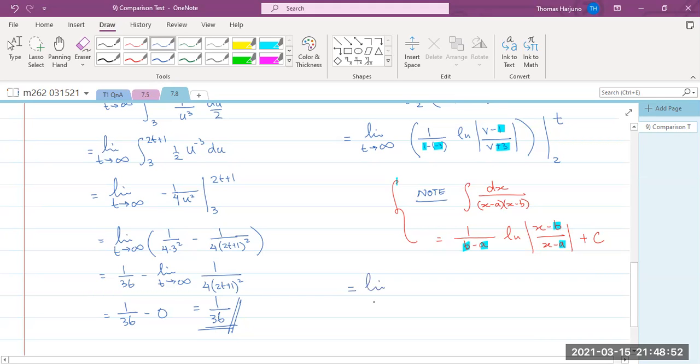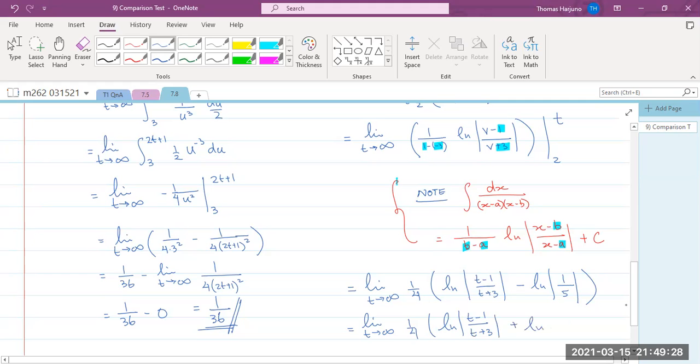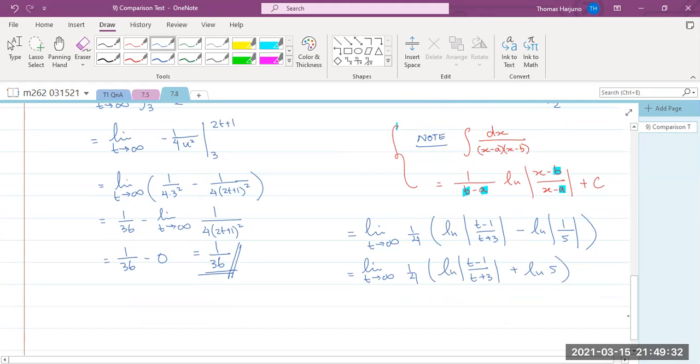Limit as t goes to infinity of 1/4 natural log of the absolute value of t minus 1 over t plus 3, minus natural log of 1 over 5. That's the limit as t goes to infinity of 1/4 natural log of t minus 1 over t plus 3 in absolute value, and this becomes plus natural log of 5. I hope you realize that the natural log of a fraction is equal to the opposite of the natural log of the reciprocal.